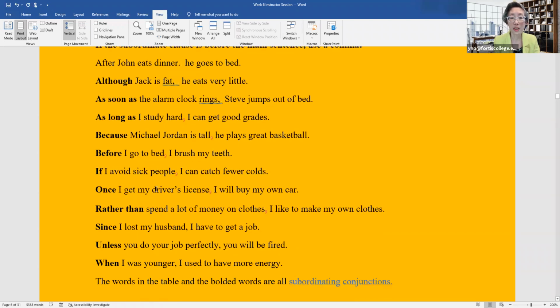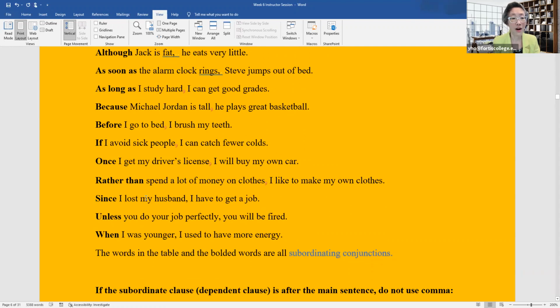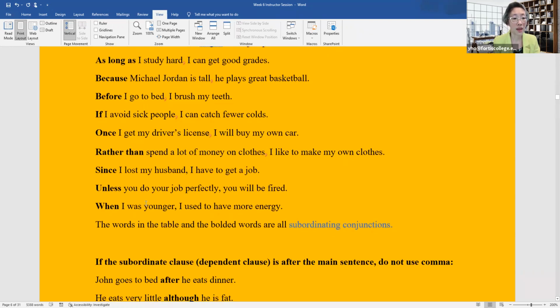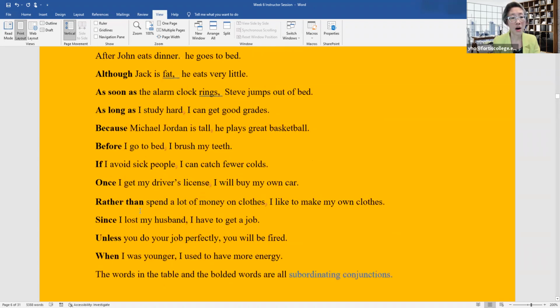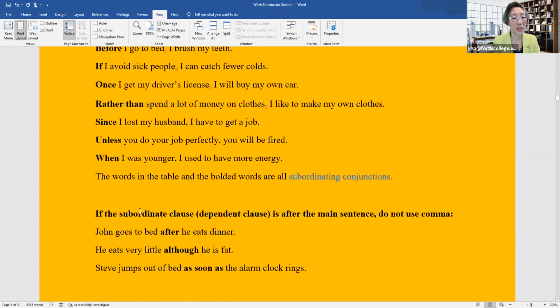"If I avoid sick people, I can catch fewer colds." "Once I get my driver's license, I will buy my own car." "Rather than spend a lot of money on clothes, I like to make my own clothes." "Since I lost my husband, I have to get a job." "Unless you do your job perfectly, you will get fired." "When I was younger, I used to have a lot of energy." So the words in the table and the bolded words are all subordinating conjunctions.